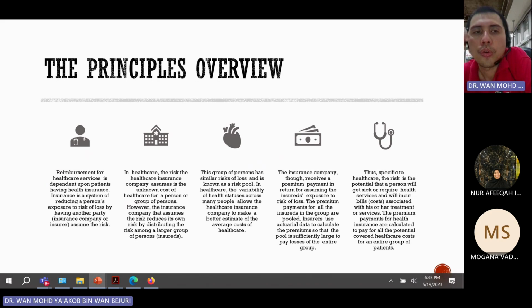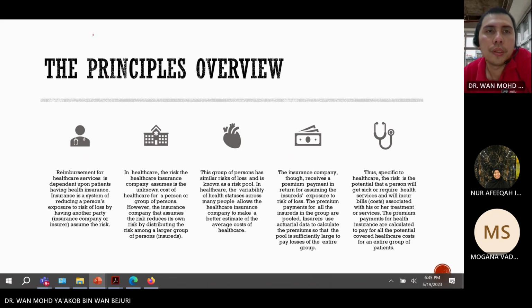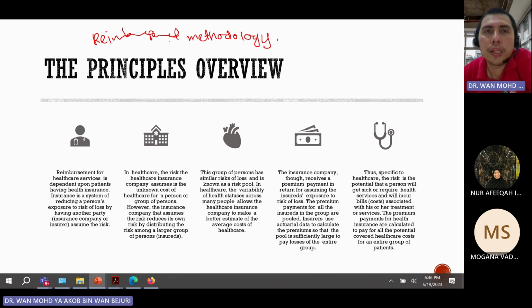Okay, so kita dengar dia punya keywords ya. Reimbursement methodology. So mungkin ada yang confused. What is reimbursement? Reimbursement means apa? Dia lebih kurang macam insurance tau. Okay, hari ni we will learn about insurance. So reimbursement ni lebih kepada insurance.